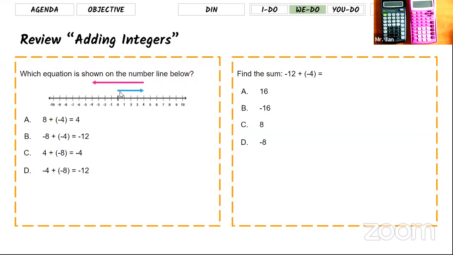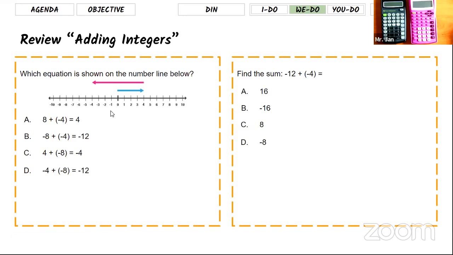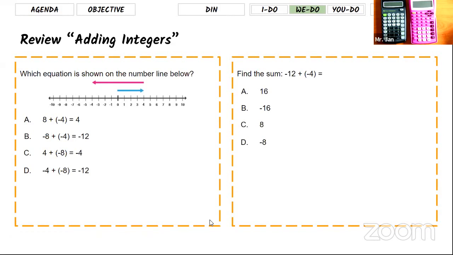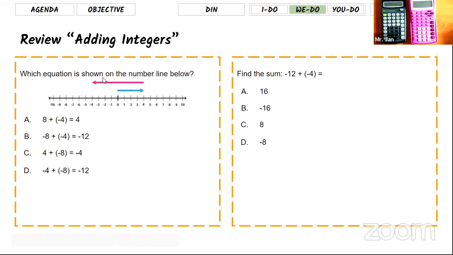Tell me what do you think for this one? Remember, the arrow that's starting at 0 has to be the first number. So what do you think for this one? Which equation is shown on the number line below?